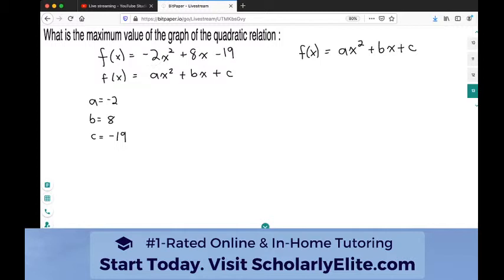Keeping this in mind, there actually is a way to solve this without doing the whole completing the square, and that is by finding the absolute middle. We call this the axis of symmetry.